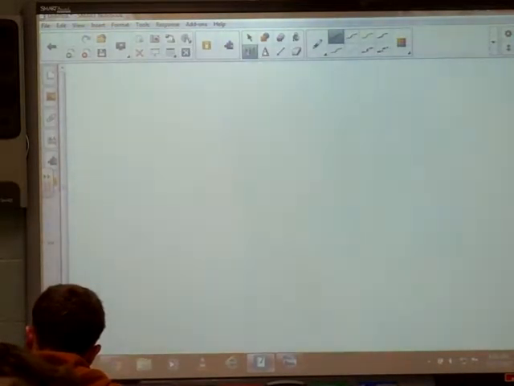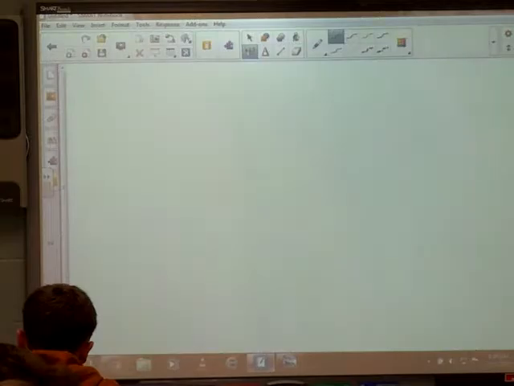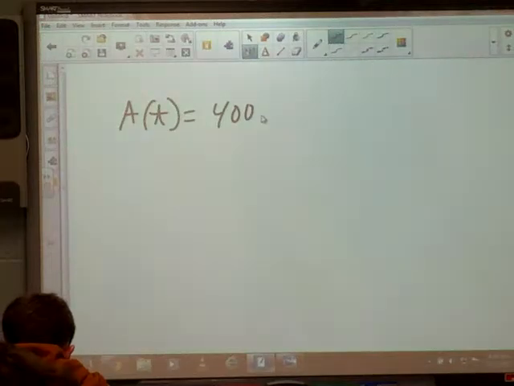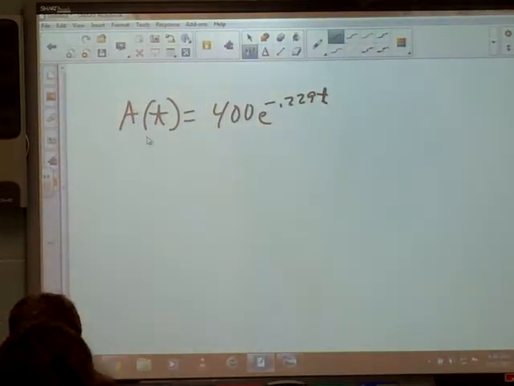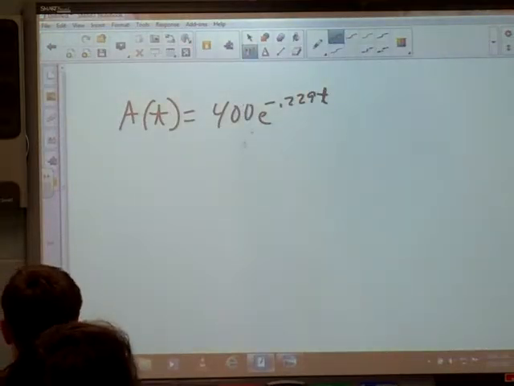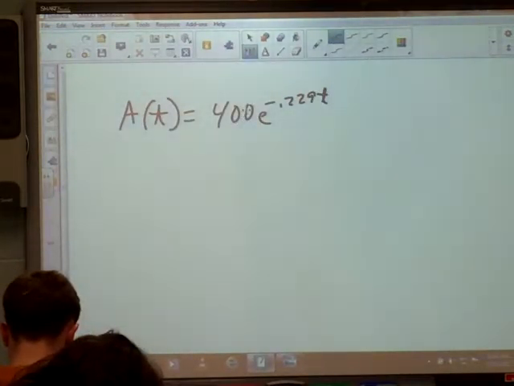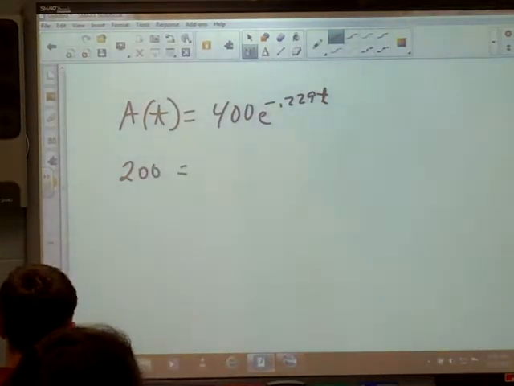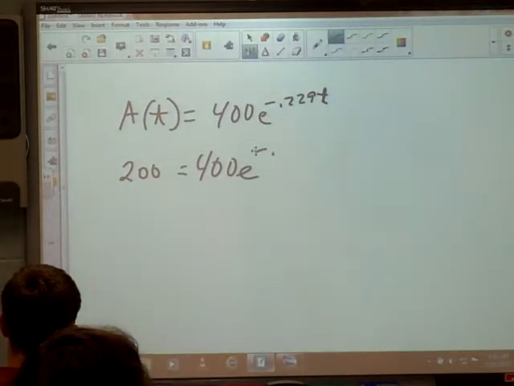Alright, it says, how long will it take? What makes this different is we're solving for the exponent in this one. How long will it take a sample of radioactive substance to decay to half its original amount if it decays according to the function A of t is equal to 400 times e to the negative 0.229 t power? So we're trying to solve for t. We got to know what we're going to put in A. Well, the original amount is given here. It's 400. So I'm looking for half of that. Half of 400 is 200.